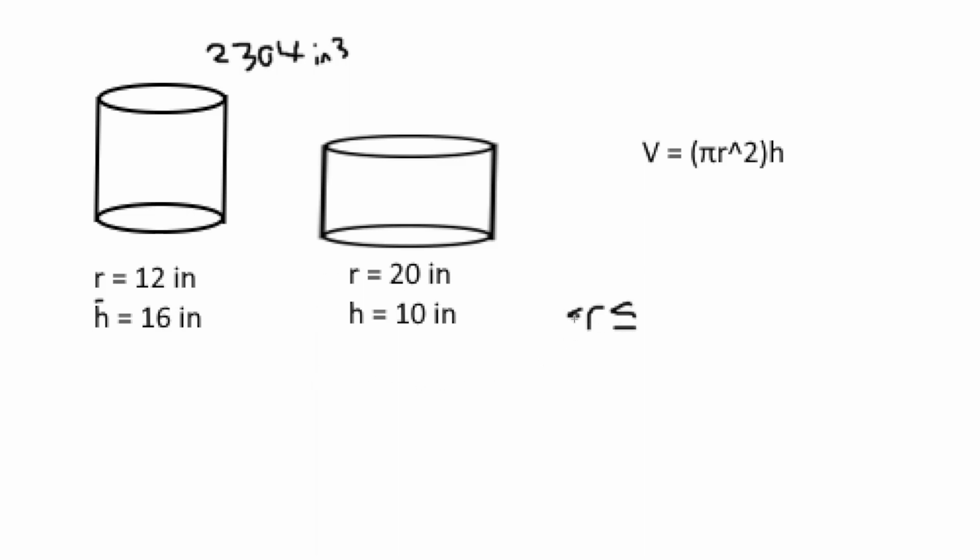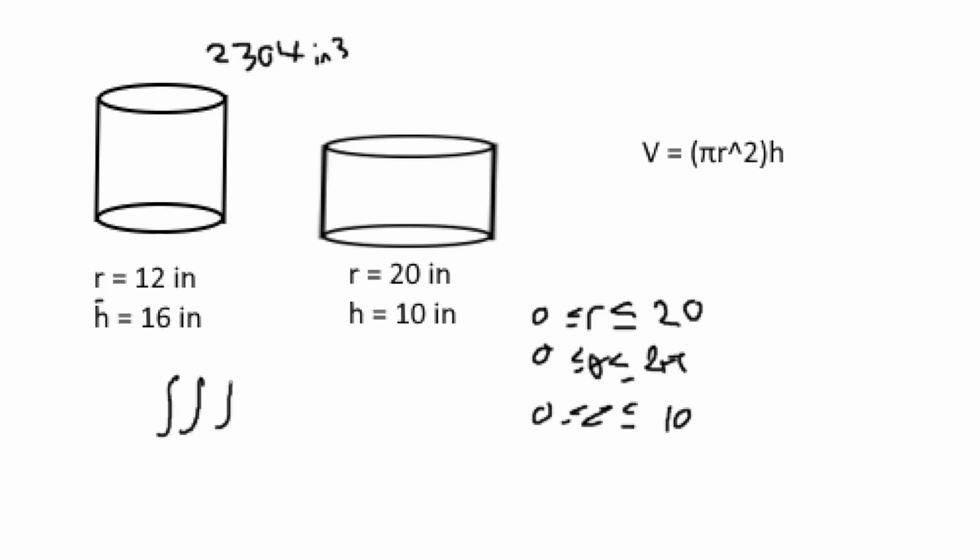We're really just going to be doing the same exact thing here. R will be between 0 and 20 this time. Theta, once again, will just be the entire circle, 0 to 2 pi. And z will be a little bit shorter this time. It will be 0 to 10. So again, let's set up this integral. Let's do 0 to 2 pi again. Then let's do 0 to 10. Then let's do 0 to 20. r, dr, dz, d theta. This will equal the volume.